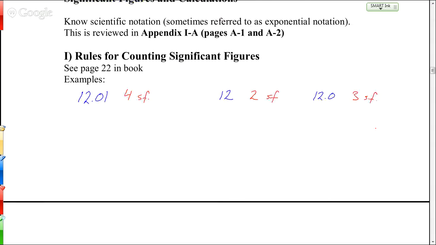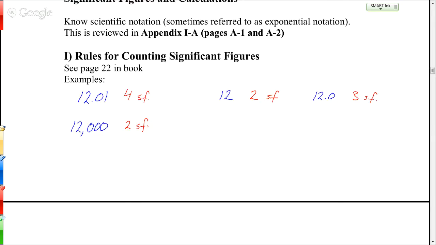What about 12,000? How many significant figures there? Close. Just 2. Just the 1 and the 2. The zeros that apply to the magnitude of the number are not considered significant, are not considered part of the measurement. So the 1 and the 2 are significant, the 3 zeros are not, unless there's a decimal place at the end.